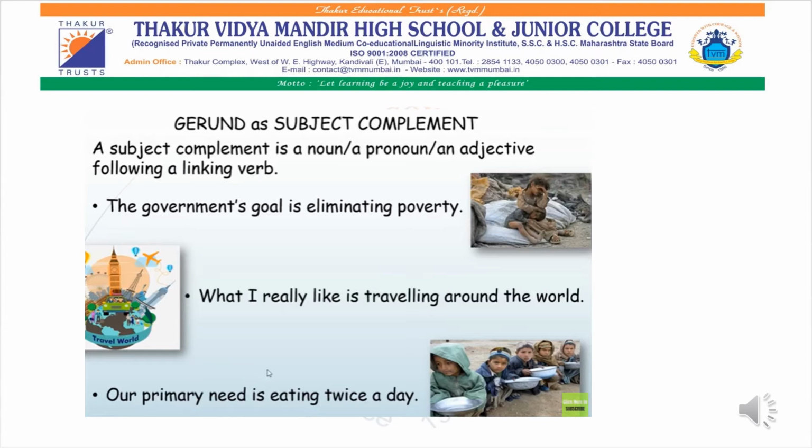A primary need is eating twice a day. Now ask the question, what is a primary need? We get the answer, eating twice a day. So in this sentence, is is a linking verb, and eating acts as a gerund which tells us more about the subject. Our primary need is the subject over here. Eating is a noun, and it is telling more about the subject. I hope you all understood the concept of subject complement. Now let's move to the last concept.